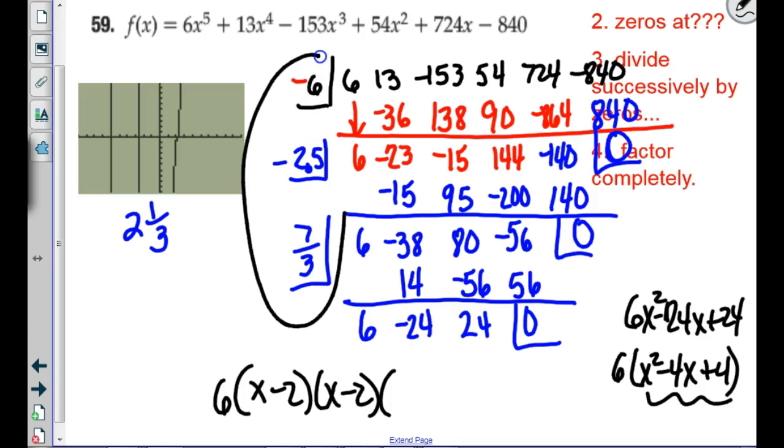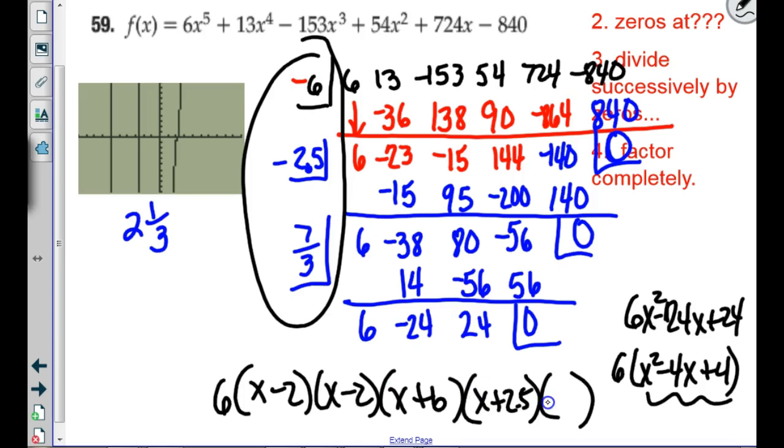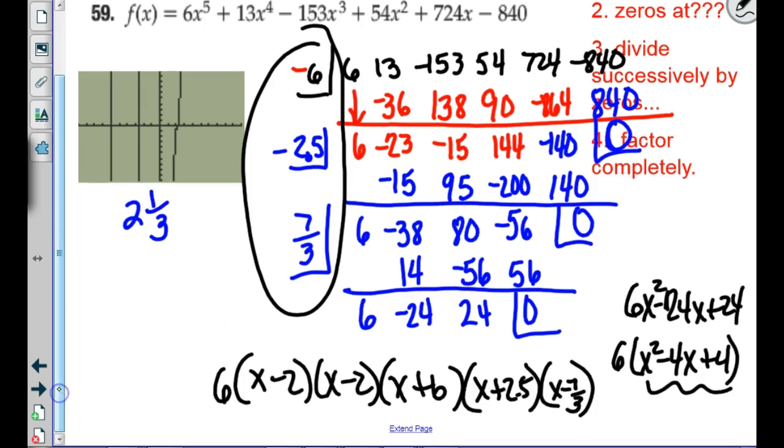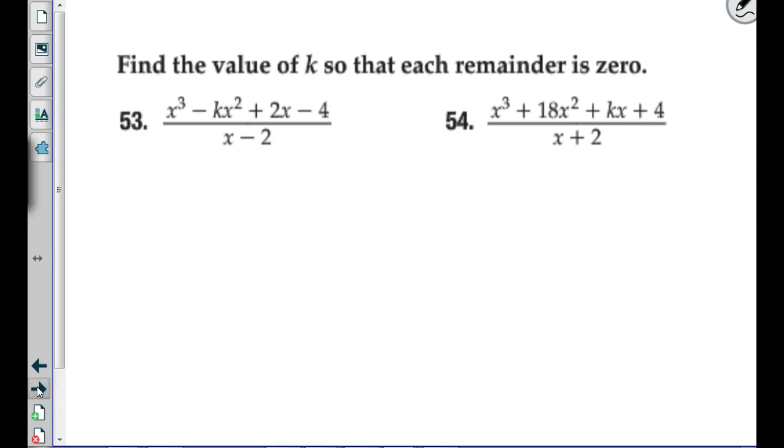All right, what are these 3 remaining ones that have to be factors? X plus 6, x plus 2.5, and x minus 7/3, which means we could have written this differently because we could have distributed that 6 back here. All right, so you have to be able to find complete factors. I do hereby solemnly swear I will not ask one that starts with a degree 5, okay? Because that was just horrible. Okay, I'm pretty sure there's not even one in the homework that's that bad.